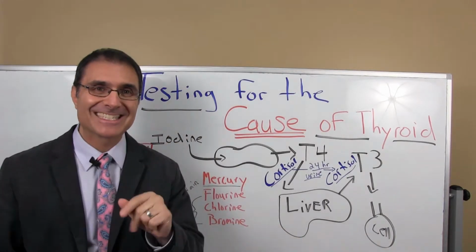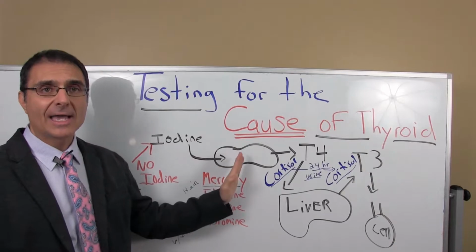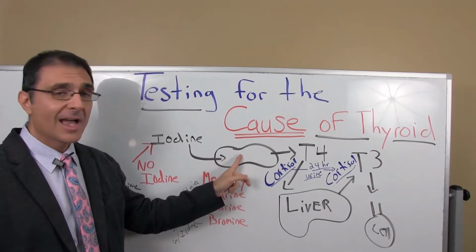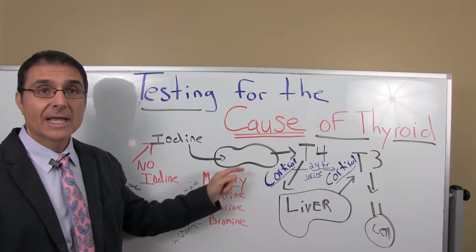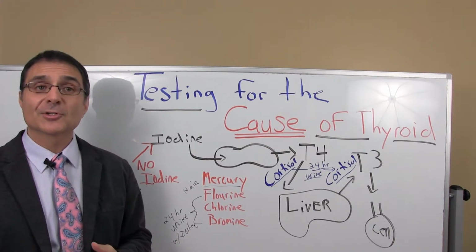First way to do it. So the second test we're looking at here is what's going to block iodine into the thyroid? Well, the first one is mercury. How about mercury blood tests? Nah, not really. How about mercury stool study?